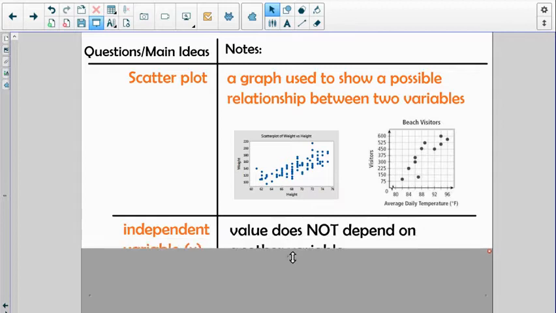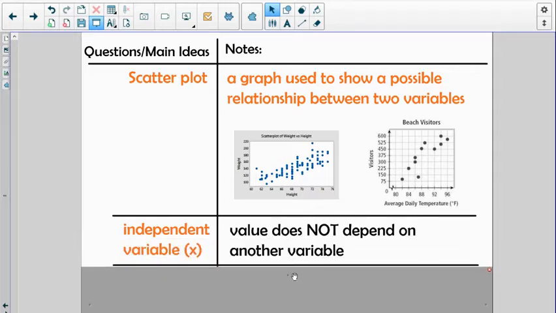So on any scatter plot or any set of data, there's something called the independent variable. Now, the independent variable is usually going to be x. And really, for everything that we cover, it is going to be x. So x is the independent variable because the value does not depend on another variable. It's independent of anything else. In our two examples, we see that height was on the x-axis of the first example, so height would be the independent variable. On the second scatter plot, average daily temperature was on the x-axis, so average daily temperature would be the independent variable.